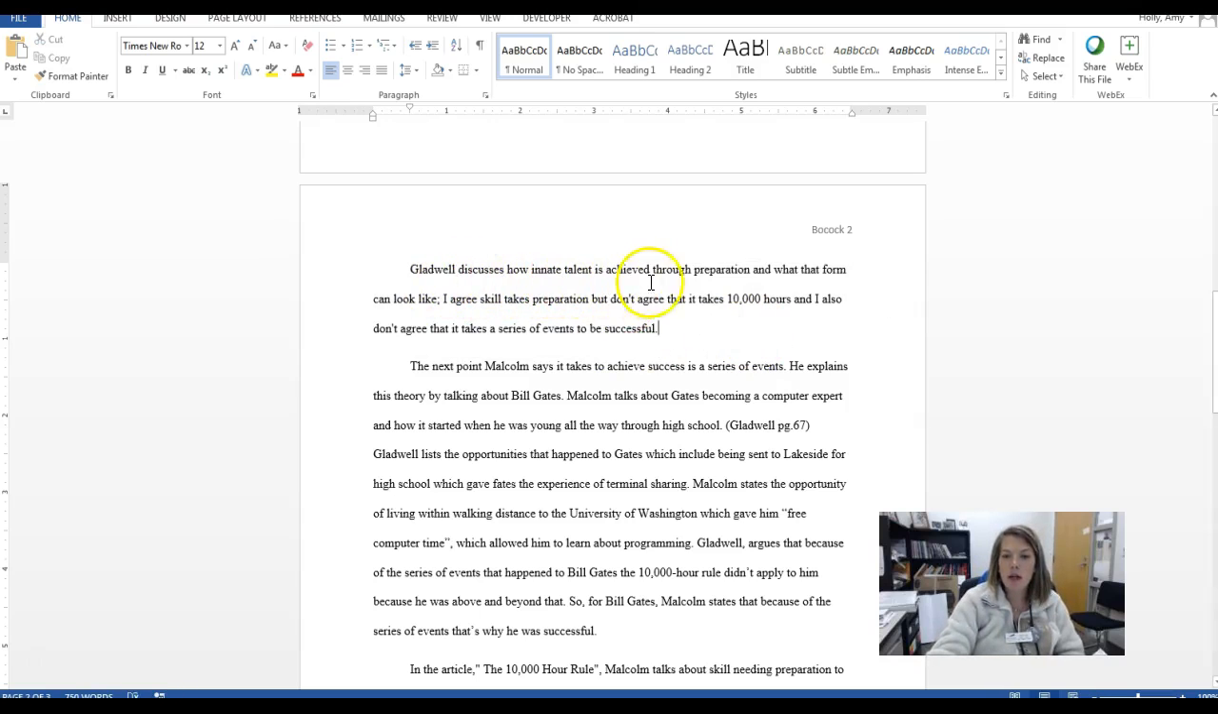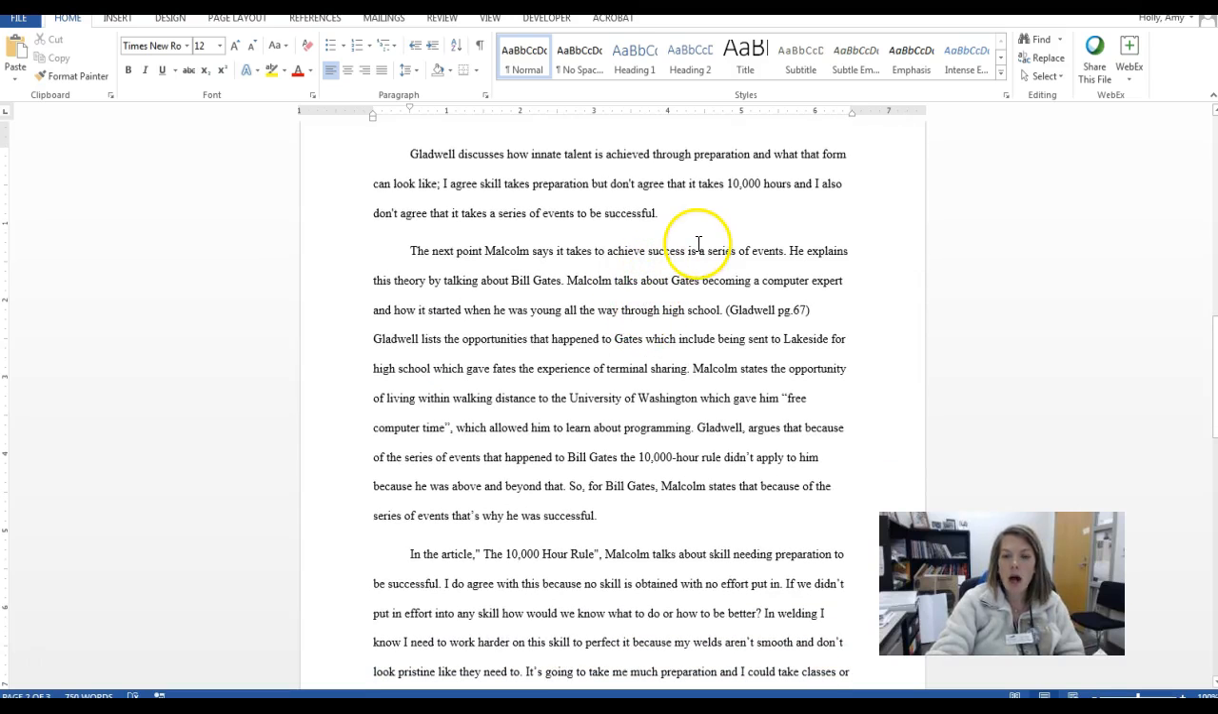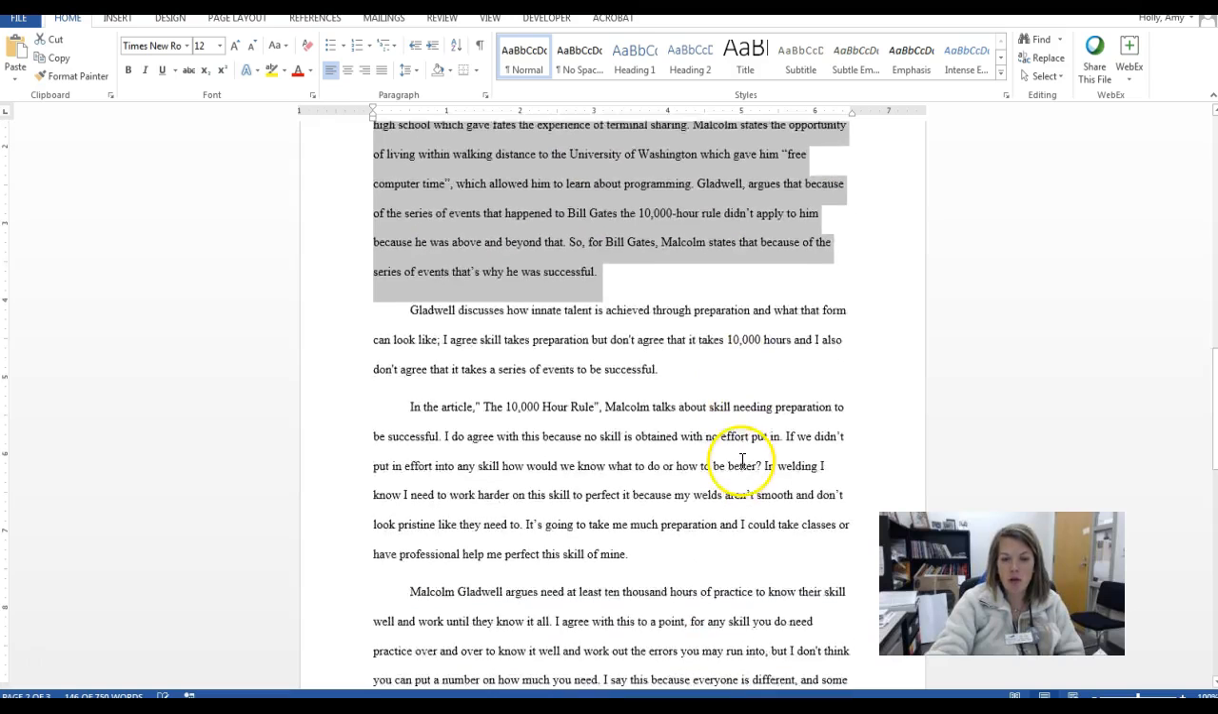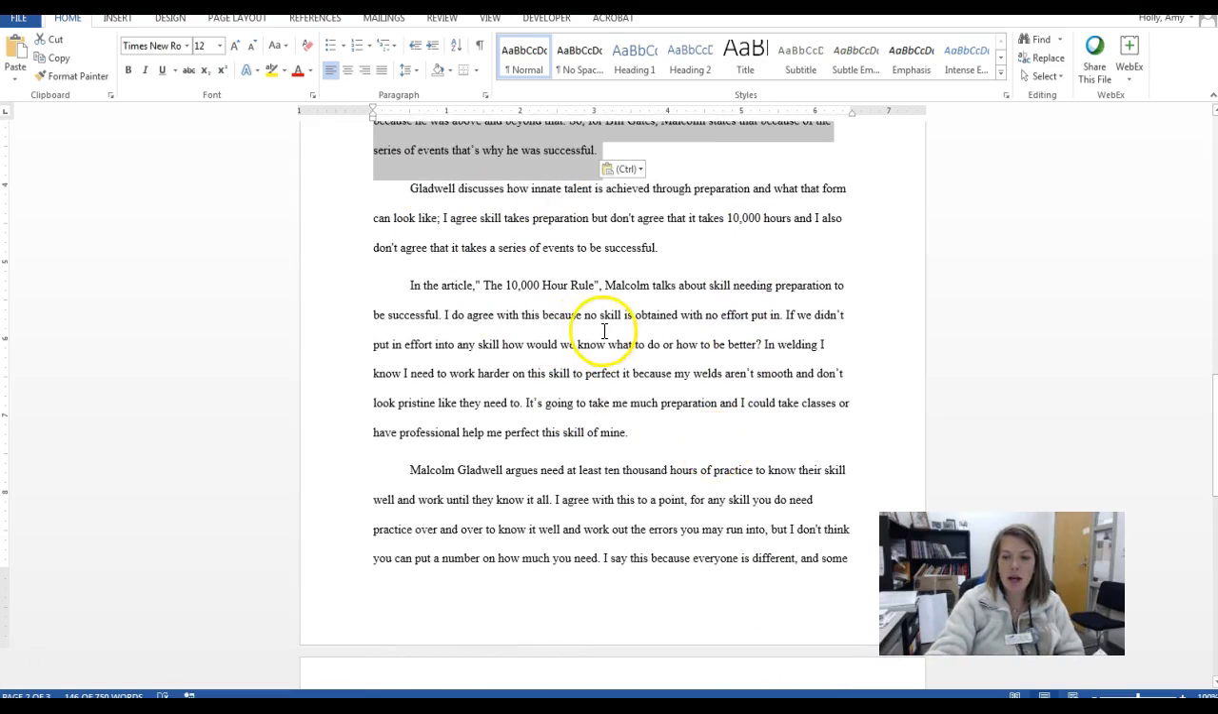So Gladwell discusses how innate talent is achieved through preparation. Again, there's a little bit of misunderstanding there, but he says, I agree skill takes preparation, but I don't think it takes 10,000 hours, and I don't think it takes a series of events. So then we go into a point about a series of events. This really, to me, sounds more like summary, which is fine. I think it just needs to be moved up before the response thesis, because all of this stuff comes from the article. It's not really Isaac's own ideas. So that's one place where the organization could be a little tighter here.